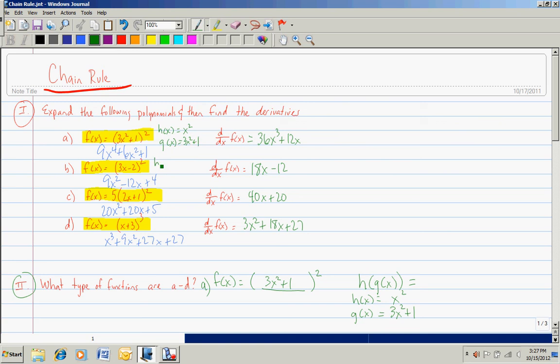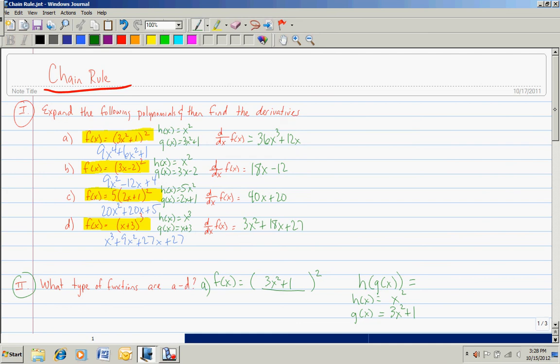In part B, the h of x function is again a squared function, and inside that squared function is 3x minus 2. You might say to yourself, what are we squaring? Well, we're squaring 3x minus 2. In part C, h of x is actually 5x squared. And what are we squaring and then multiplying by 5? Well, that would be the g of x function, 2x plus 1. And lastly, h of x is the cubing function. And what are we cubing? We are cubing g of x, which is x plus 3.